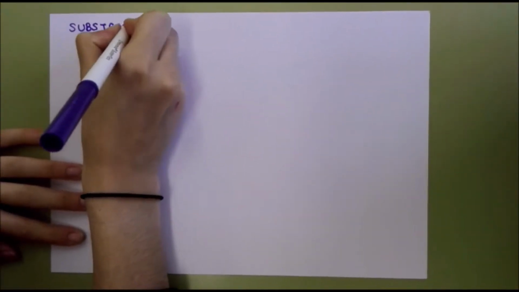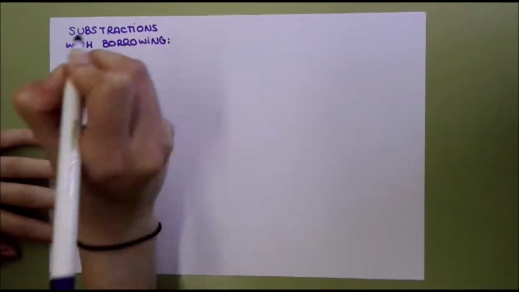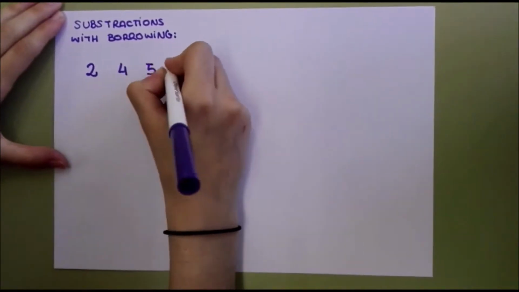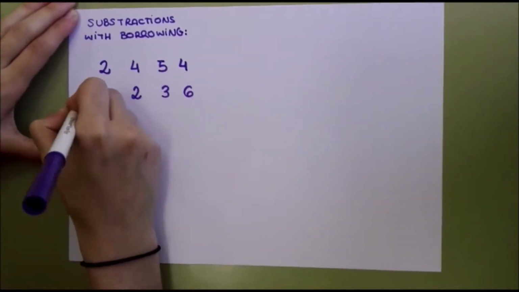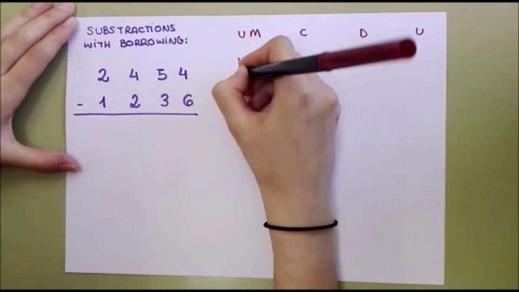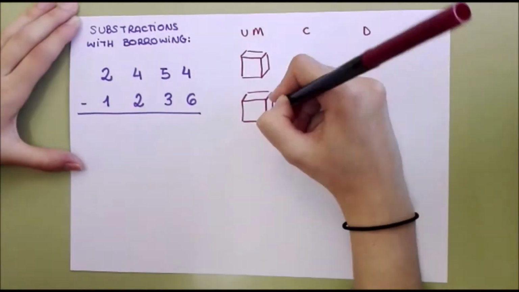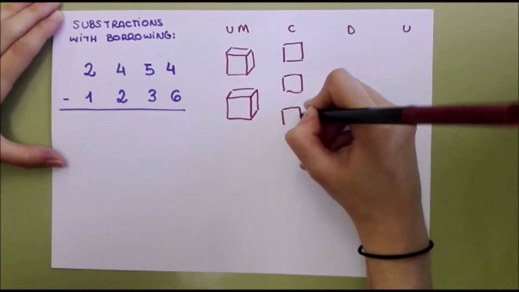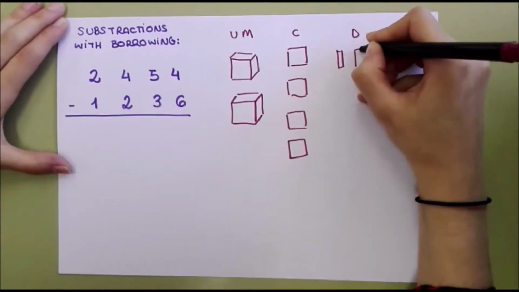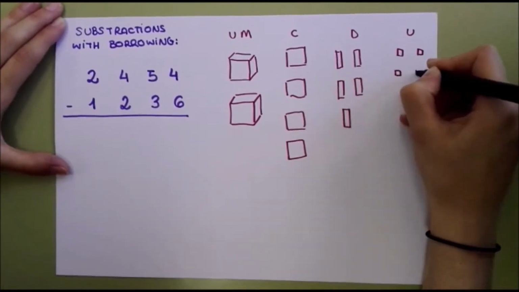Subtractions with borrowing. Let's take the number 2454 minus 1236. Now we are going to represent those numbers drawing multibase cubes. We have got 2000 units, 4 hundreds, 5 tens, and 4 units. How do we take away 6 units if we only have got 4?